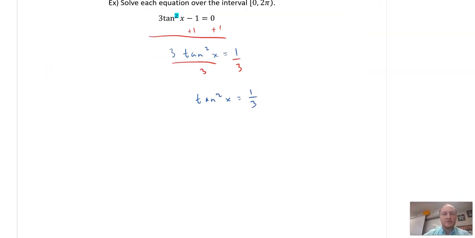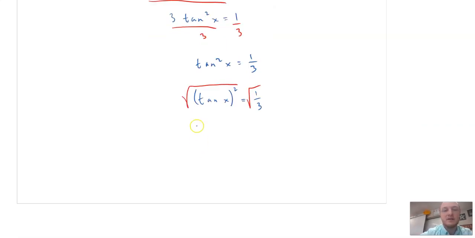Okay, and at this point, note I can rewrite tan squared, and this is just something weird that trigonometric functions do. When they have a function squared, they just move the power inside. So I really have tan of x, squared, is equal to 1/3, and if I take the square root of both sides, what we get is tangent of x is equal to plus or minus the square root of 1 over the square root of 3, which is equal to plus or minus 1 over root 3.